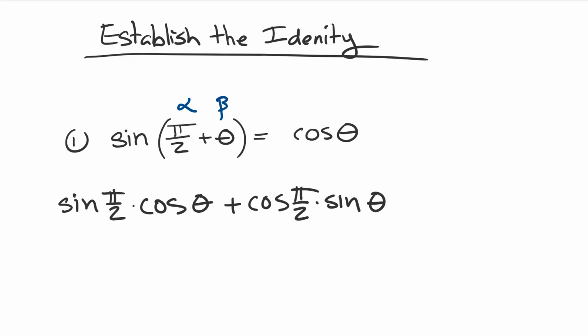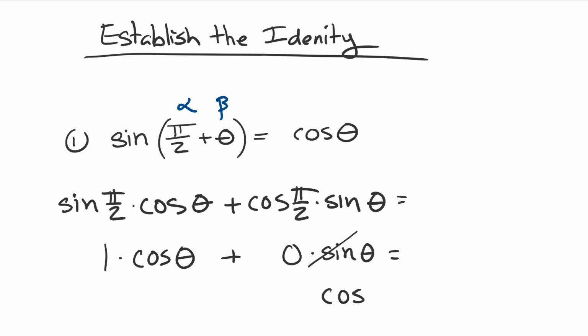Well, now we just evaluate it. Sine of pi over 2 is equal to 1. Cosine of pi over 2, or any other odd multiple of pi over 2, is always equal to 0. 0 times anything is 0. 1 times cosine is equal to cosine. And cosine of theta certainly does equal cosine of theta.